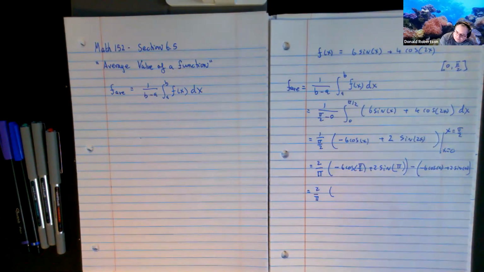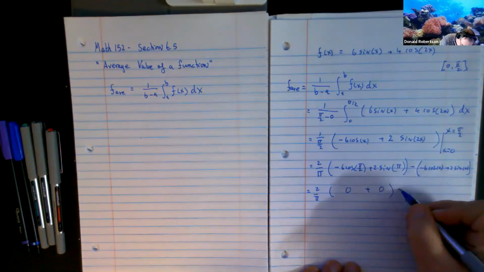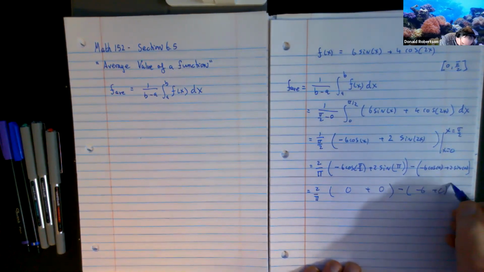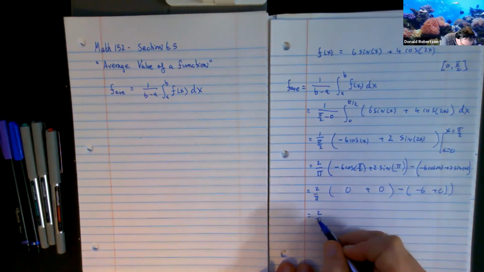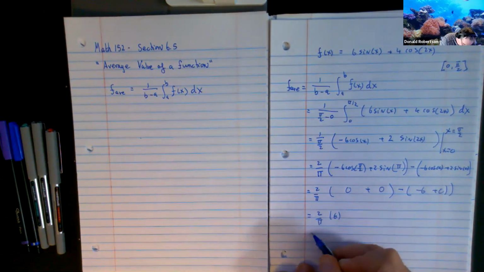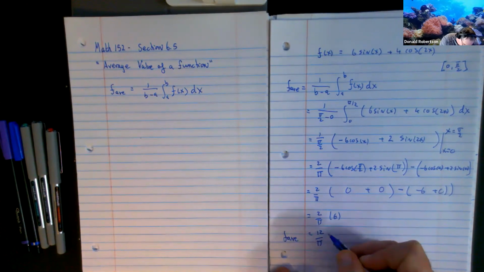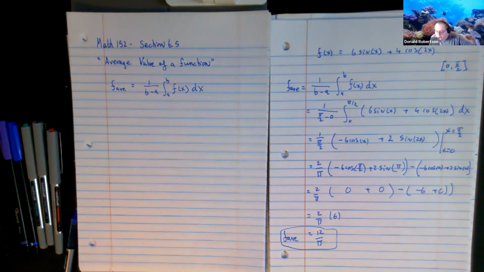Exact value. It's an easy one, I hope. What's the cosine of pi upon 2? 0. Yeah. And so is the sine of pi. Cosine of 0 is 1, and the sine of 0 is 0. So after all of that, basically you get 0 take away negative 6, which is 6. And so the answer to what is the average value of this function is 12 over pi.